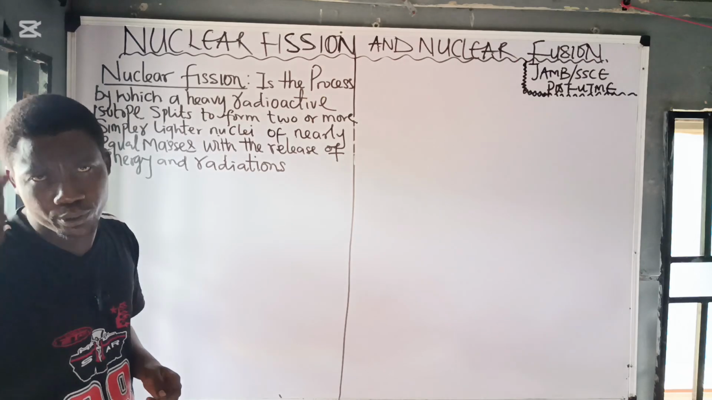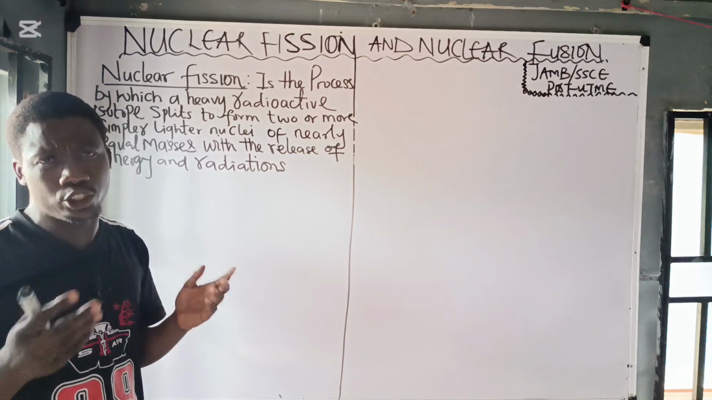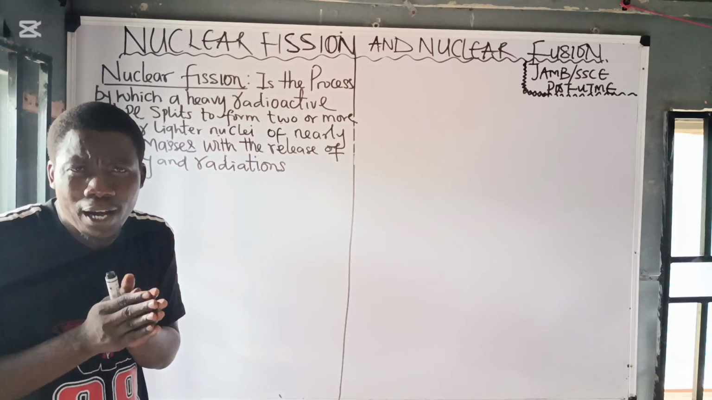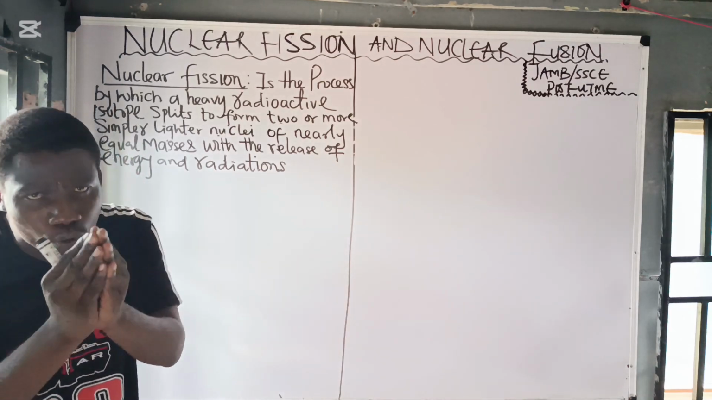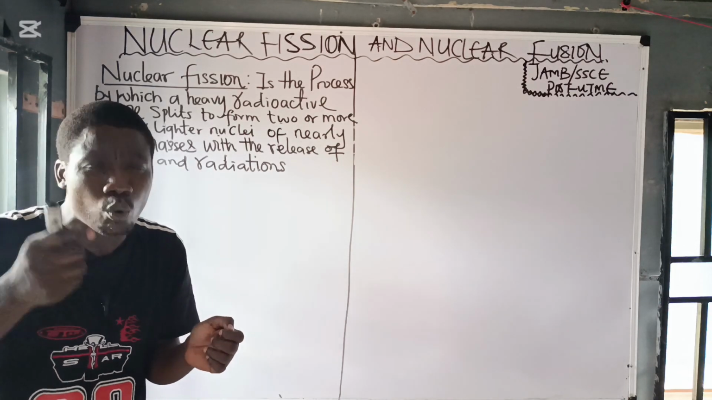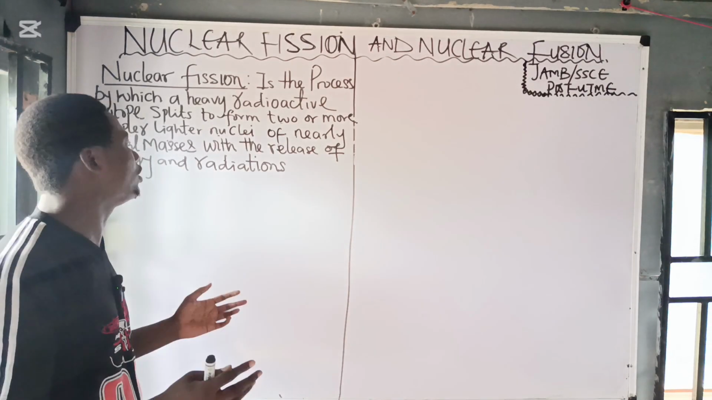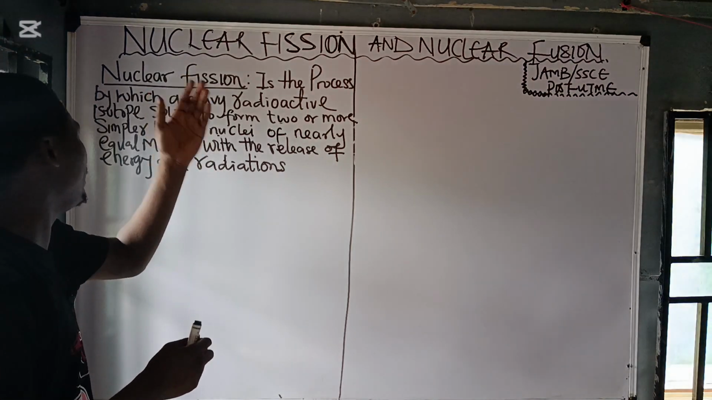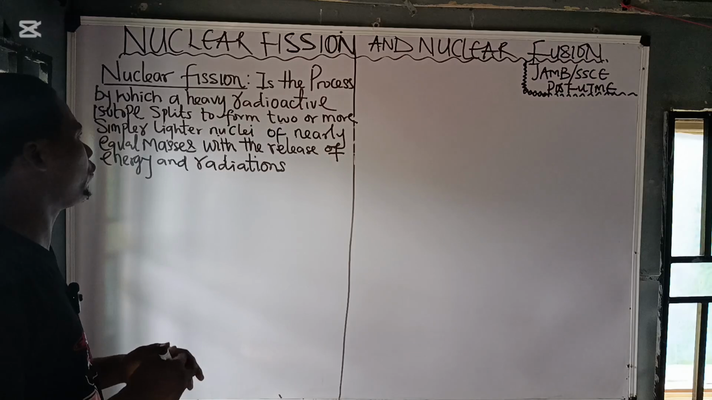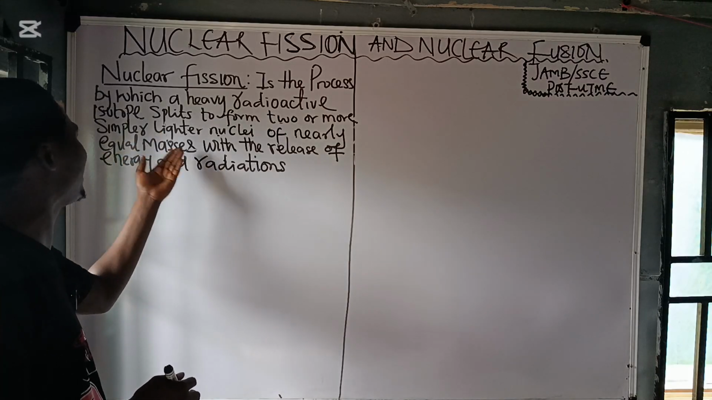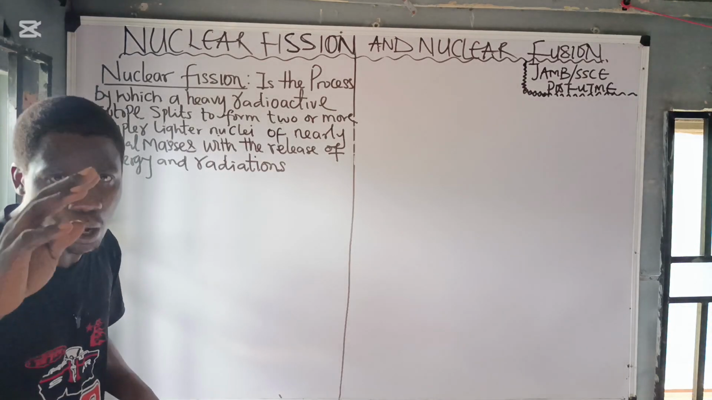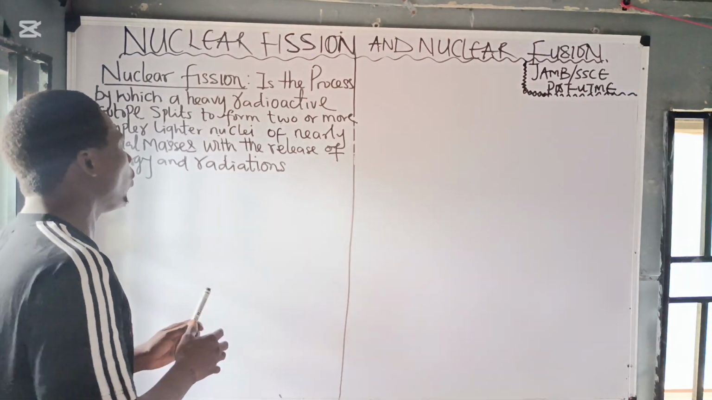What is nuclear fission? A nuclear fission reaction is a type of nuclear reaction that involves a heavy radioactive isotope being broken down to give us two or more lighter nuclei of nearly equal masses with the release of energy and what? Radiation. Yeah. It is the process by which a heavy radioactive isotope splits to form two or more simpler or lighter nuclei of nearly equal masses with the release of energy and radiation. Now, what do I mean by this?